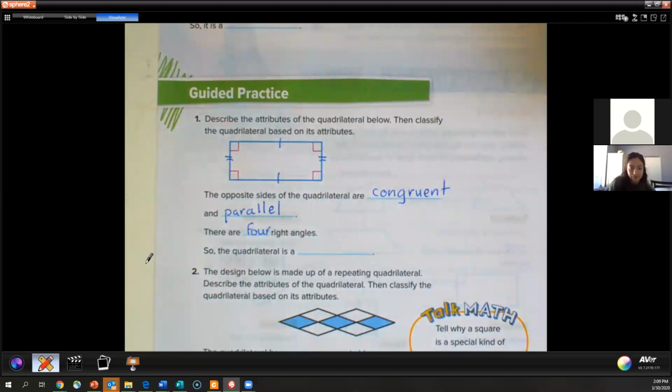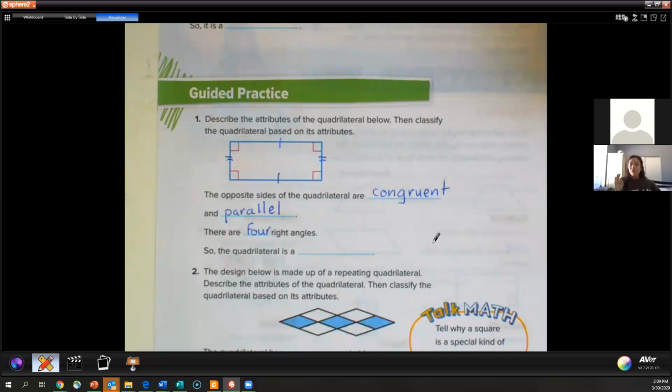Oh, Miss Garcia, before we go, don't forget we have to tell what this quadrilateral is. Yeah, you're right. I skipped over that. Make sure you are paying attention because I am blind. Okay, it says, so the quadrilateral is a blank.